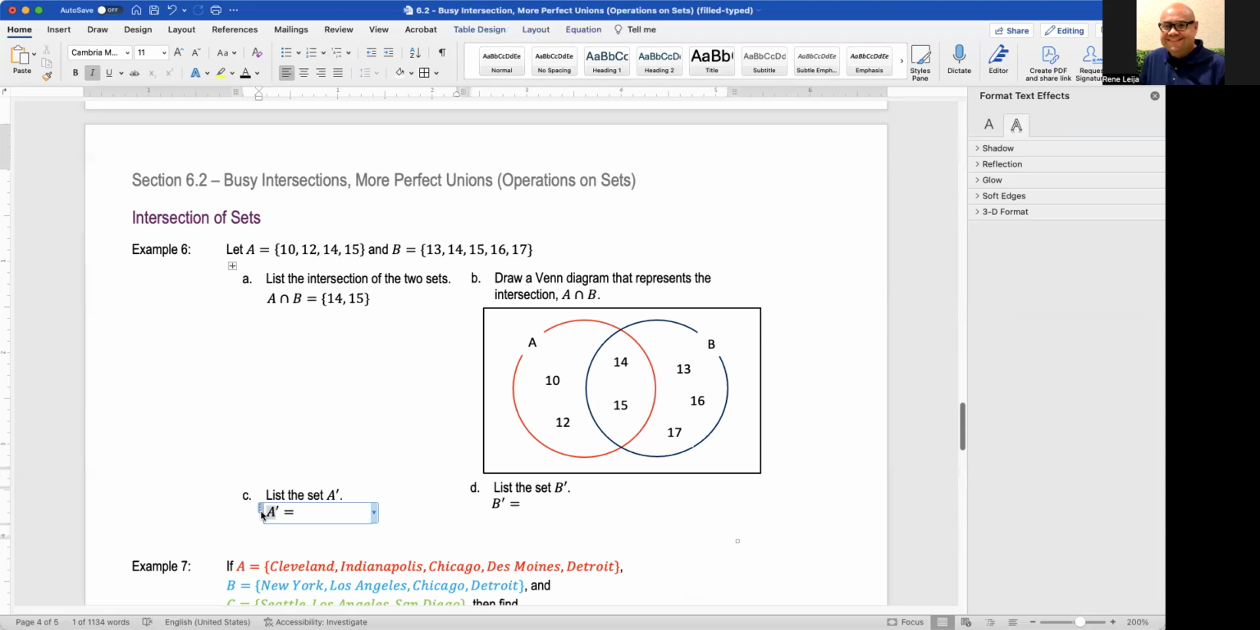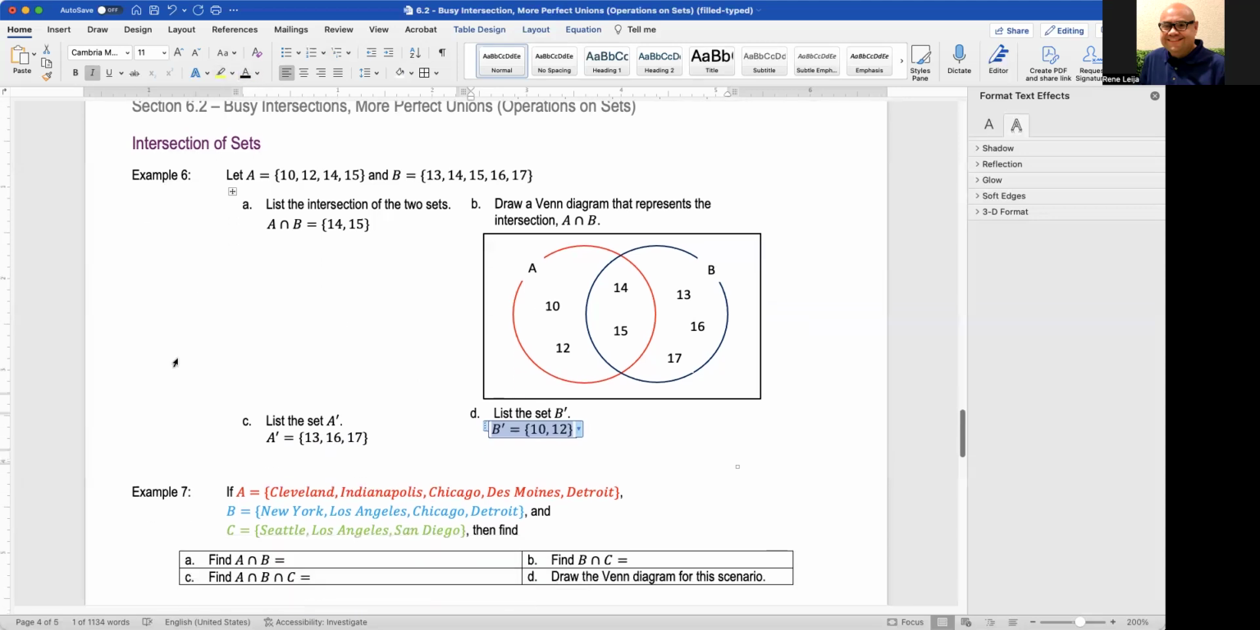Okay. Now here, they want us to list the complement of A. So what are the numbers that are not in set A? Well, here's set A, and all you have to do is just look in the B circle outside of set A. So that would just be 13, 16, and 17. And so you can do the same thing for the complement of B. Here's B. So what are the numbers that are outside of B? And so it would just be those two, which are 10 and 12.